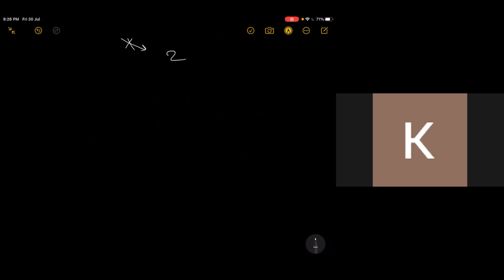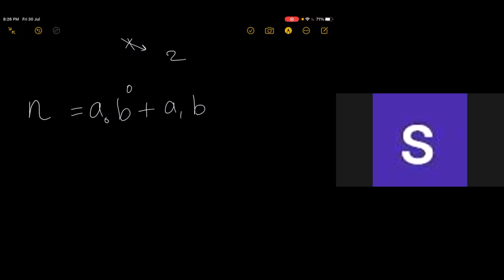So how will you prove it? First of all, if n is a number in base b, I can write it as a0 b to the power 0 plus... repeatedly applying the division algorithm will help. Yeah, you are correct. That is basically what I am doing.